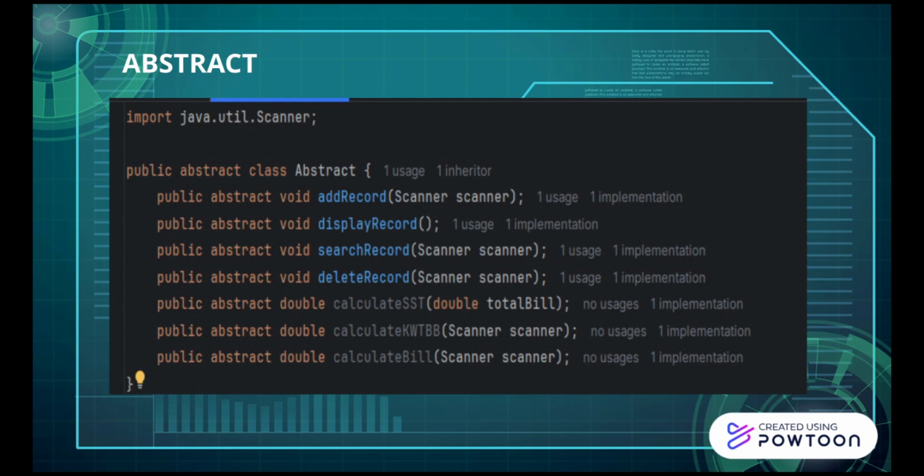This class contains abstract methods that define the basic functionalities our program needs, such as adding, displaying, searching, and deleting records, as well as calculating various aspects of the electricity bill.